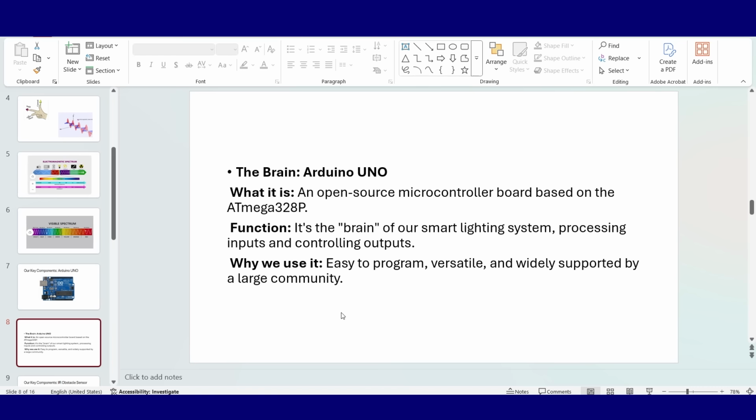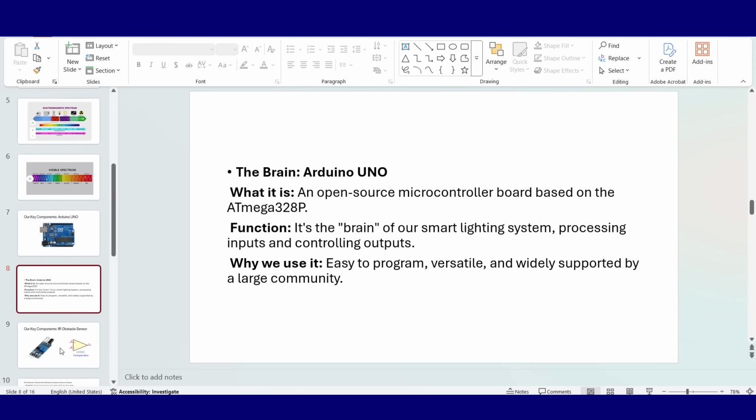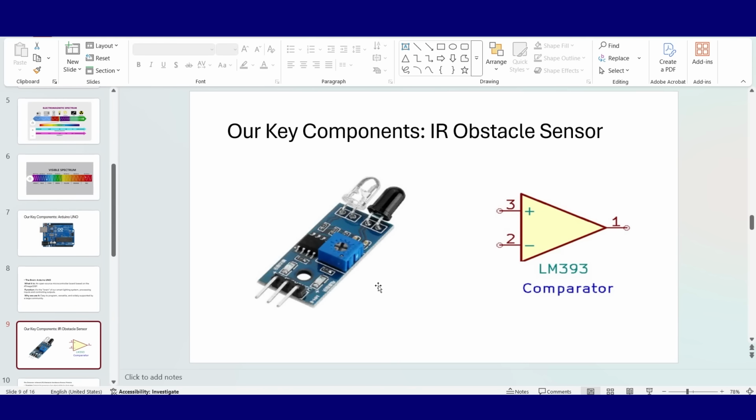The next component that we require is the IR obstacle sensor. See, this IR obstacle sensor has two LEDs, but these are not LEDs actually. One is the IR LED transmitter and another is the IR LED receiver. This black one that you see is the receiver. It has an LM393 IC over here. So what does this LM393 IC do? LM393 IC is basically a comparator IC.